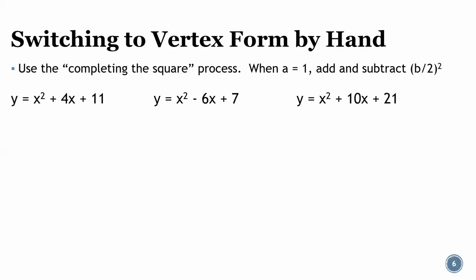In this video, we are going to work at switching to vertex form by hand. We are going to use the completing the square process. This is an algebra intensive process, so we are going to limit the by hand algebra to only examples where a is equal to 1. Our strategy notes tell us to add or subtract the value b divided by 2 squared. So let's take a look at this.